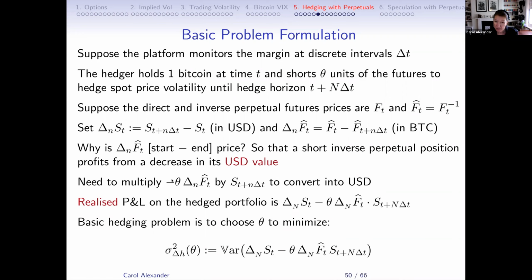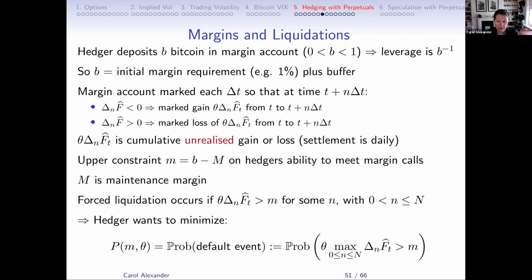This is the hedge position and the P&L on the hedge. We're short, this is the P&L, and we multiply it by that. So the realized P&L, that means this is unrealized until little n reaches capital N, and then it's realized at capital N. That's what it is. Okay, this is the underlying, and this is the hedge. And so the basic problem, without any margin calls, would be to choose this theta to minimize the variance of the hedge portfolio. And we'll call that variance sigma squared delta H. So it's the variance of the P&L on the hedge portfolio, sigma squared delta H.